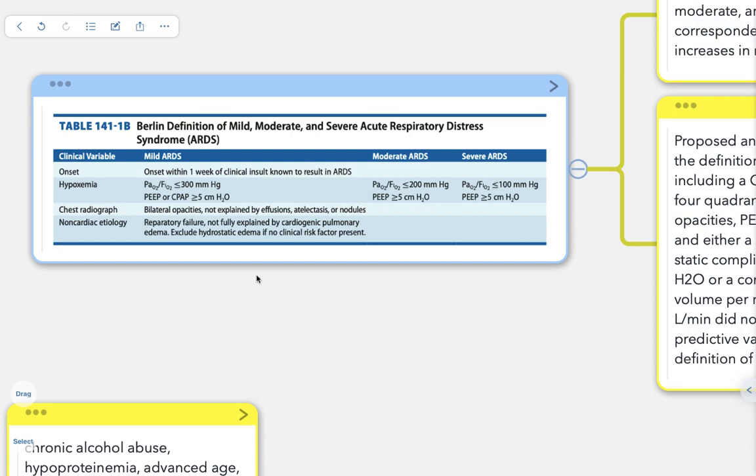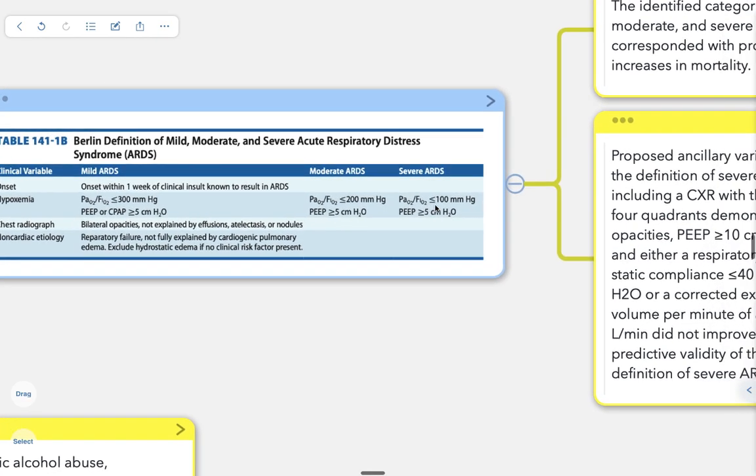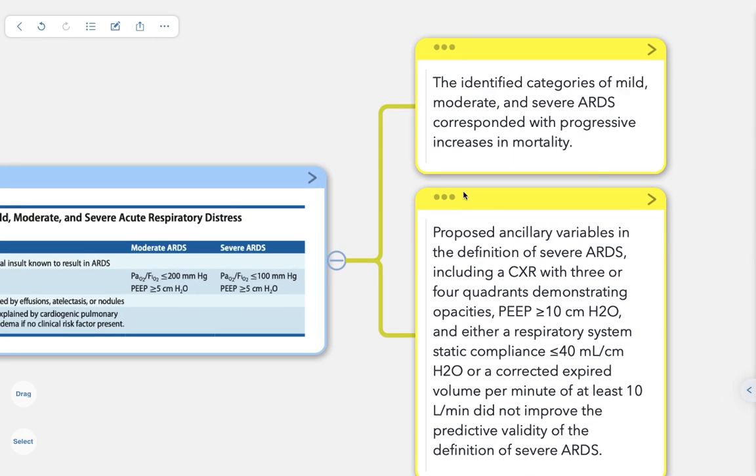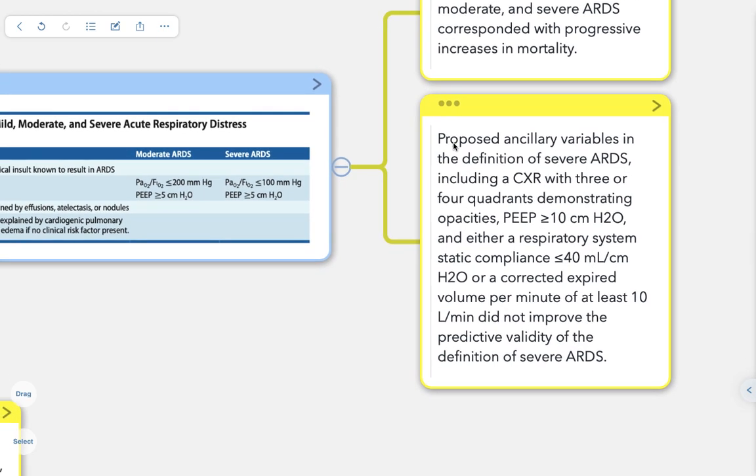The condition is itself divided into mild, moderate, and severe. Mild when the PF ratio is less than or equal to 300, moderate when the PF ratio is less than or equal to 200, and severe when the PF ratio is less than or equal to 100. The identified categories of mild, moderate, and severe correspond with progressive increases in mortality. This will be discussed in the subsequent sections.